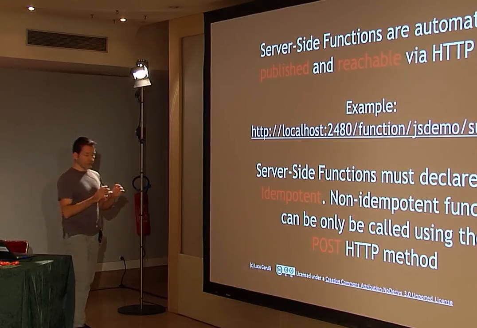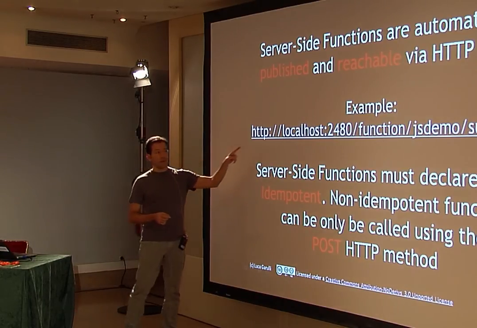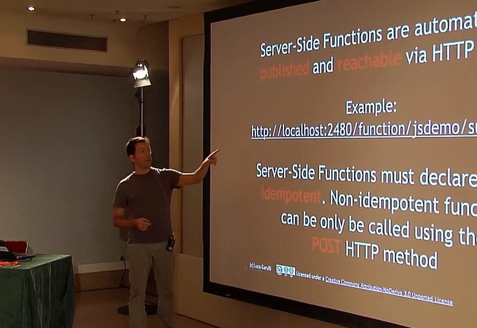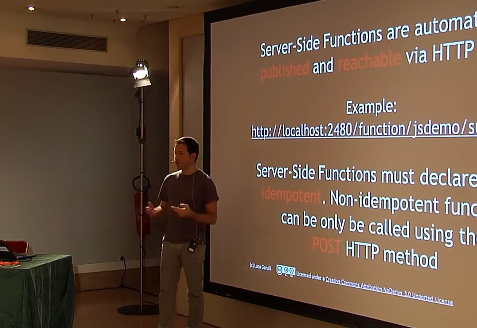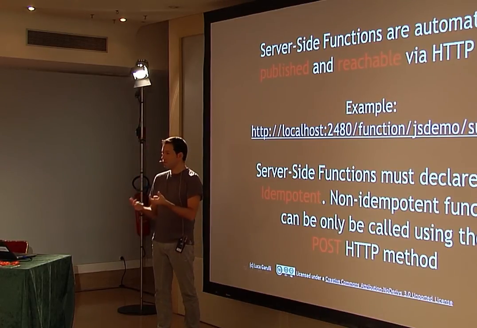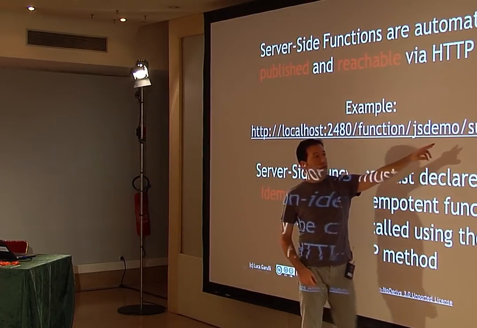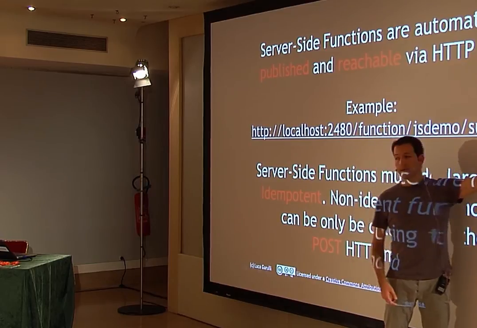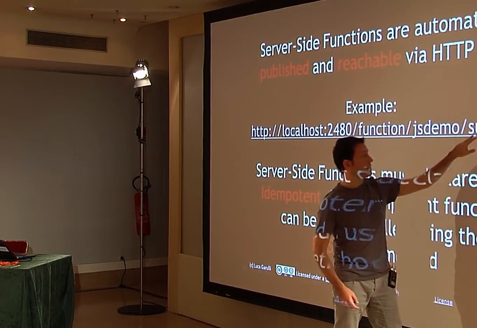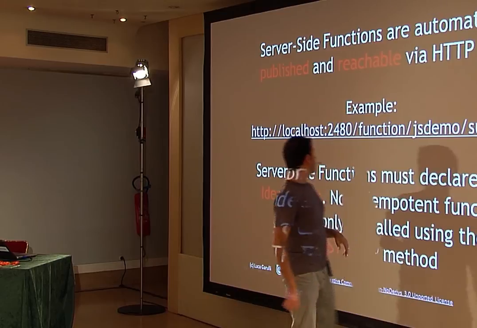By default, every single function is published using a URL. If I create a function called sum, that just sums two numbers, I can reach that function at this URL. And I can pass arguments in this way. So please sum 3 and 20.